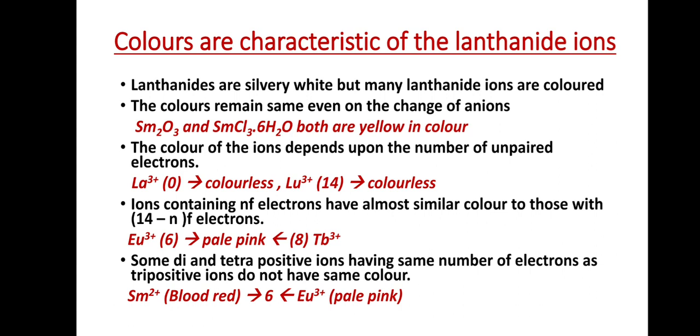The next point is that some di- and tetrapositive ions have the same number of electrons as the tripositive ions, that is, they are isoelectronic. We expect that since there are the same number of electrons, they should have the same type of color, but it is not so. They have different colors. Samarium in its 2+ state and europium in its 3+ state both have 6 electrons in their valence shell, but the colors are different. Samarium 2+ is blood red and europium 3+ is pale pink.